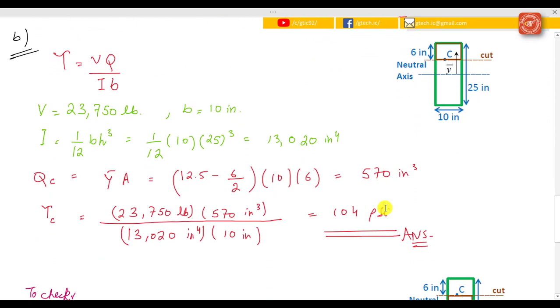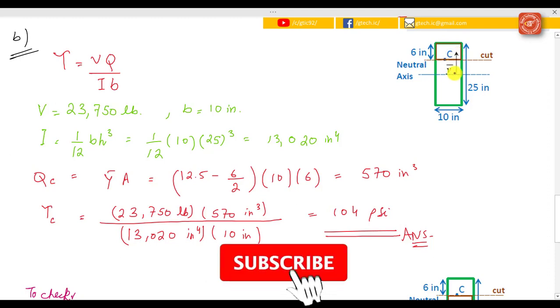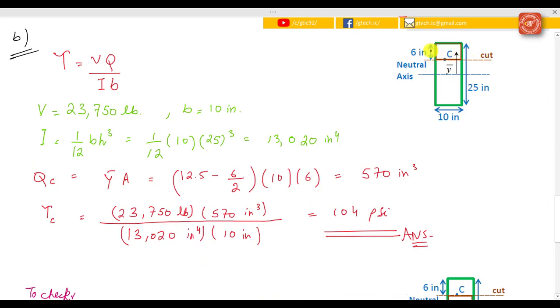Okay, in part B, we have to find the shear stress at point C, which is 6 inches above the neutral axis. We know the shear force, the width b, and the area moment of inertia. So for finding Q at point C, we have to apply a cut here, and this is the rectangular cross section that we are interested in, and y dash is the distance from this point to the centroid of this rectangular cross section.